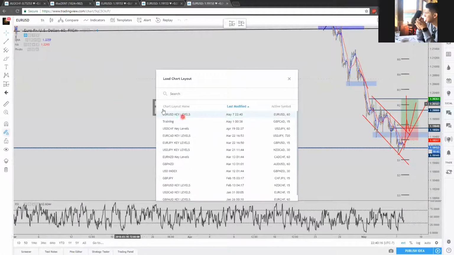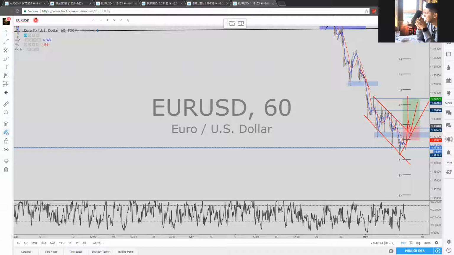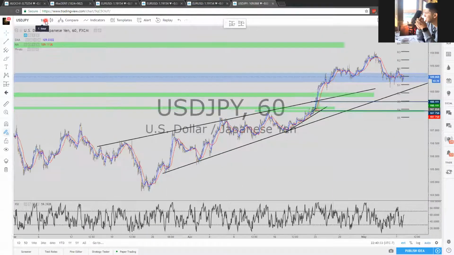USD JPY. Let's do this. Let me know if you guys have any questions. I'll be looking at the chat every once in a while. I won't be able to get through all of them, but some of them.